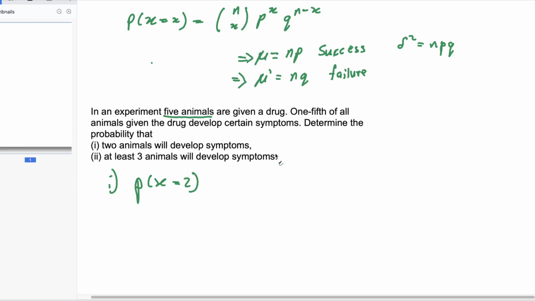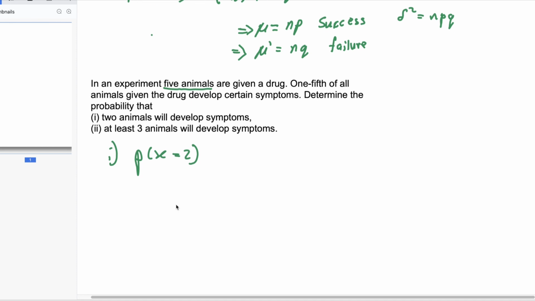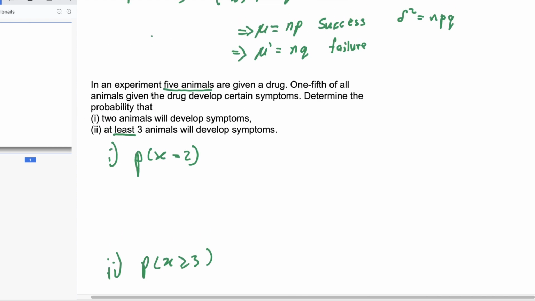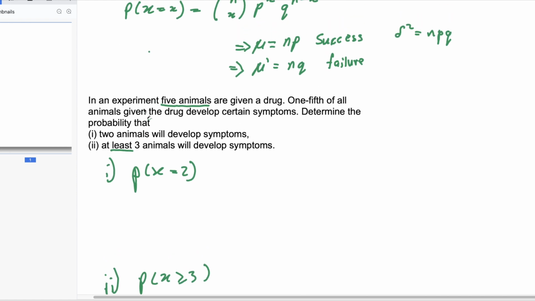So some people try to overcomplicate this question. And then the second part says at least 3 animals will develop the symptom. So for number 2, that will be P of x greater than or equal to 3. So that's what you're dealing with, greater than or equal to, as soon as you see the words at least. So now let's work with our things here. Just something to note: at least means greater than or equal to.